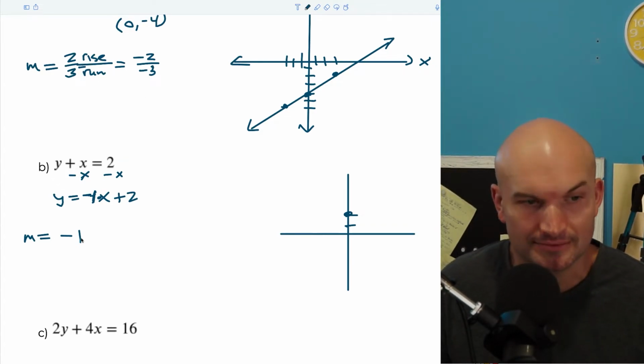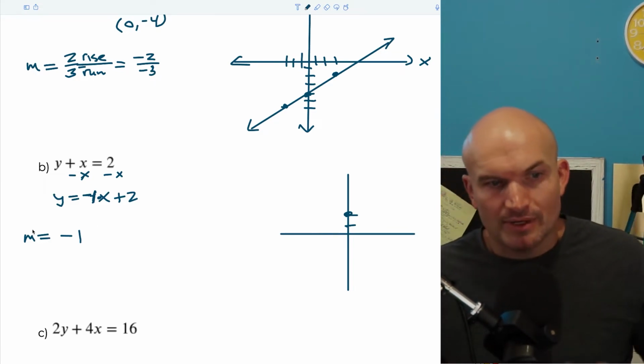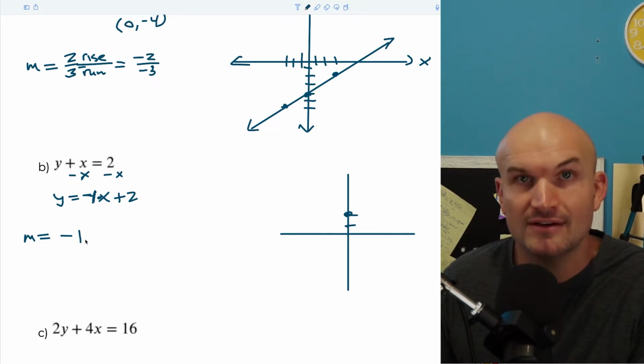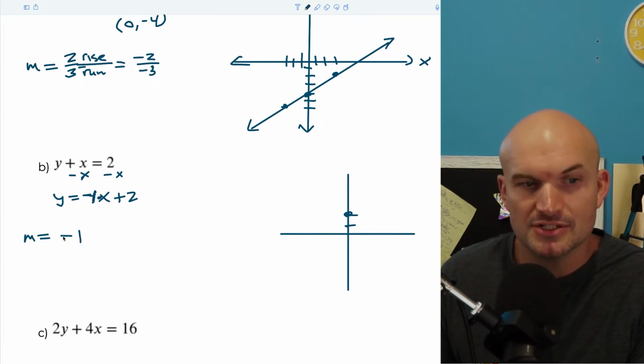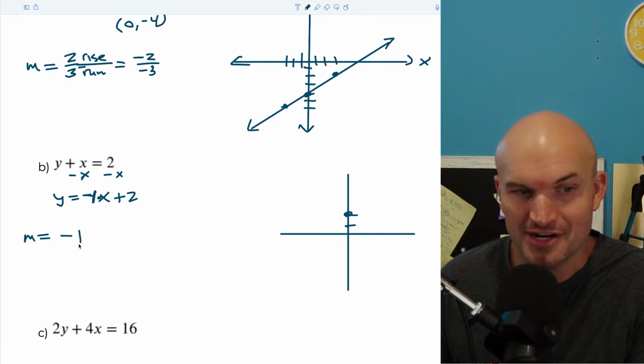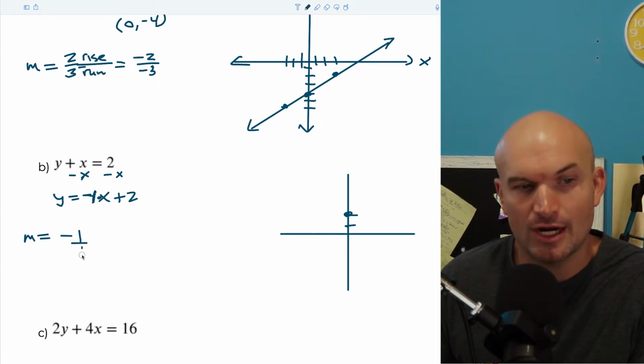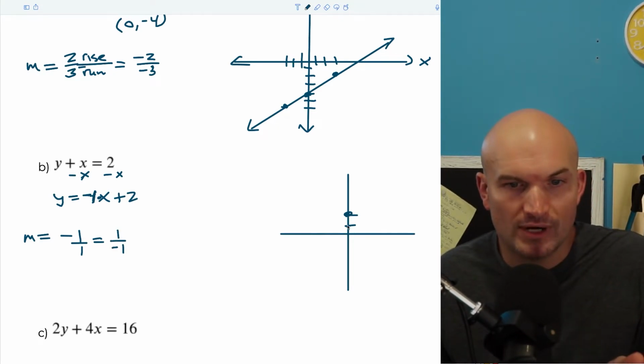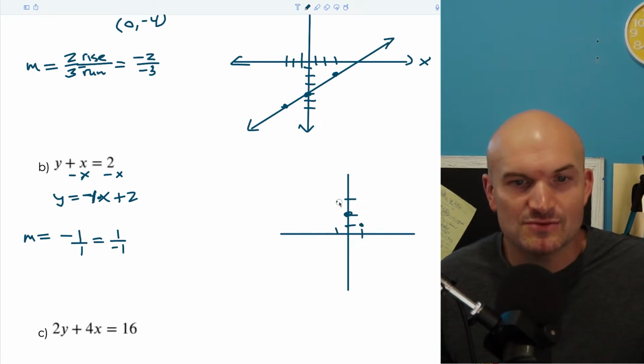Either way, whatever worked. But what do you do when it's just a number? Well, remember, you can always write a number as a fraction, or at least a rational number as a fraction. So -1, you can just rewrite that over 1. And remember, that's the same thing as 1 over -1, right? So it doesn't matter. Do you want to go down 1 to the right 1, or do you want to go up 1 to the left 1? That is why that works.